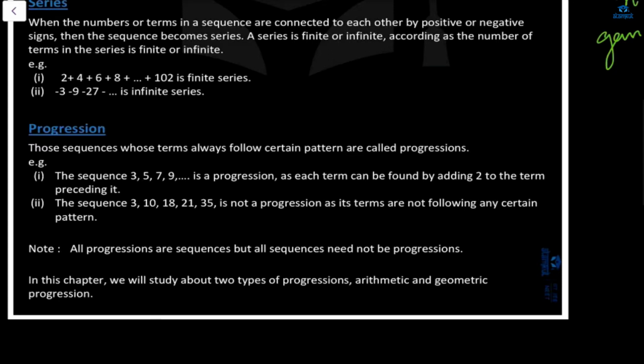For your understanding, I have already mentioned two examples here. The sequence 3, 5, 7, 9 is a progression, as each term can be found by adding 2. The difference between these two terms is 2, similarly in these two also 2, and in these two also 2.